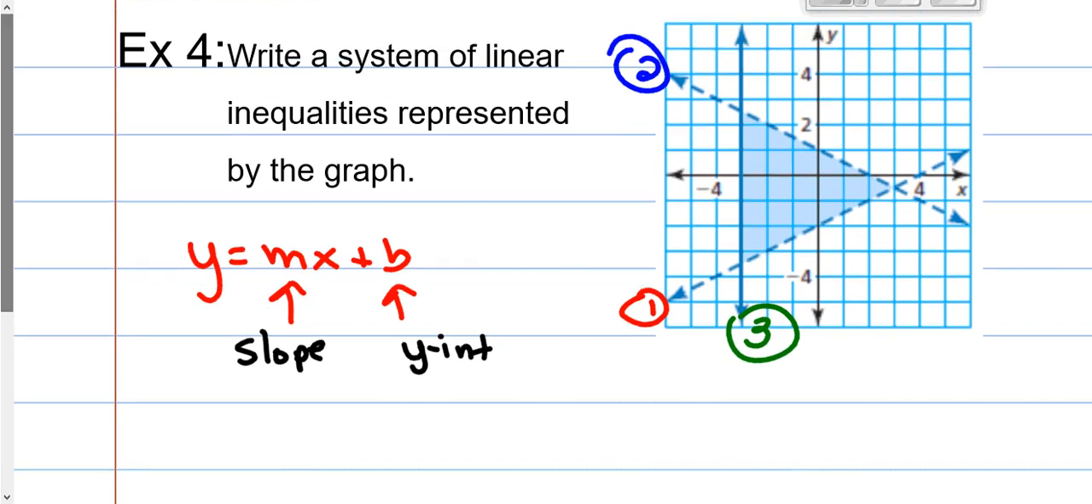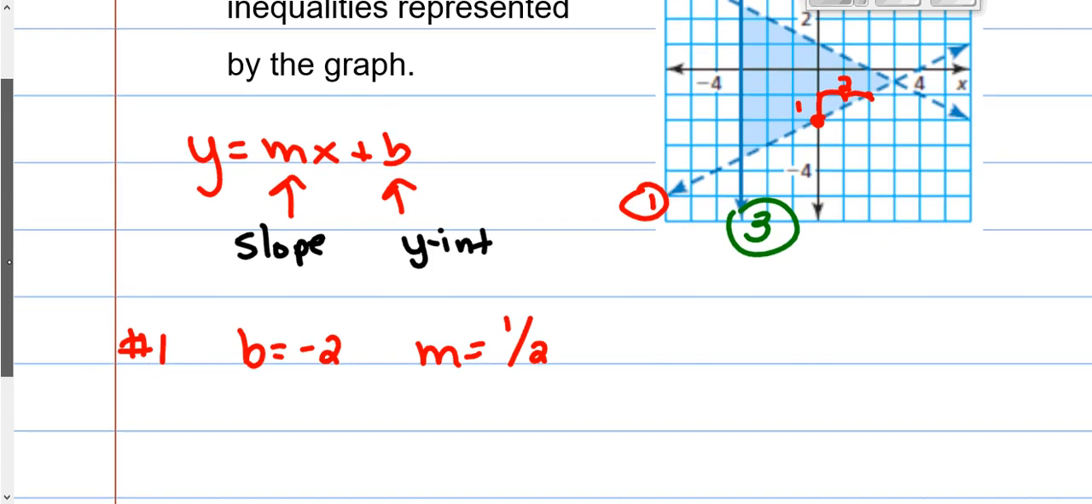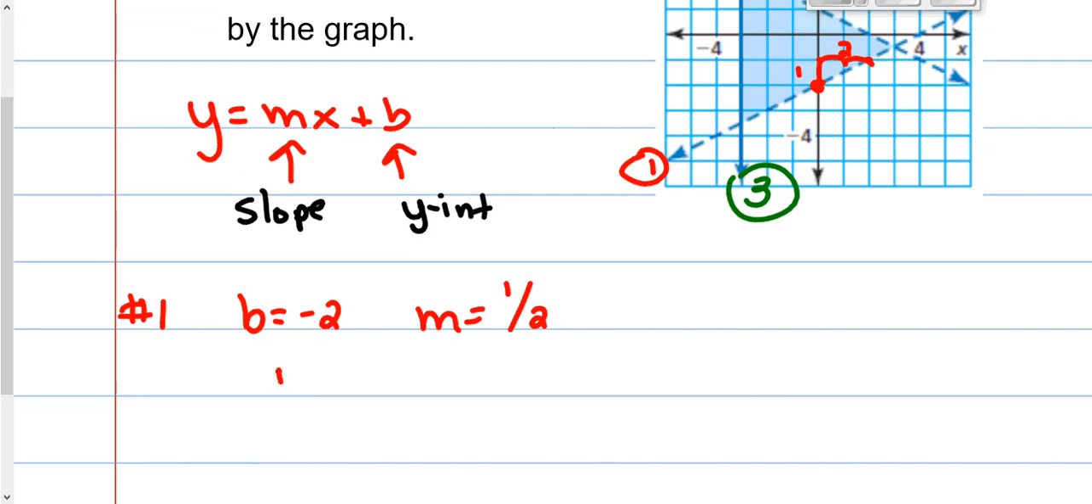So for the very first one, our y-intercept is right here. And that is going to be, let's go ahead and label this number 1, b is negative 2. M is, well, let's figure this out. We have another point right here. So if I rise, I'm going to rise 1. And if I run, I'm going to run 2. So my rise over run is 1 over 2.